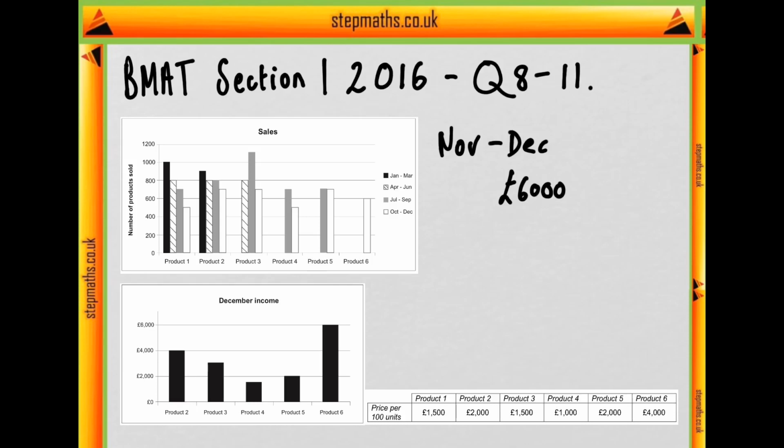which, as we can see from the table, corresponds to 150 units, as 4,000 is the price for 100. 100 being 4,000, 50 being the 2,000, to give 6,000 in total. So if 150 units were sold in December, and as we can see from here, 600 were sold overall in November through to December, this means that 450 units must have been sold in November. This gives us our answer, which is D.